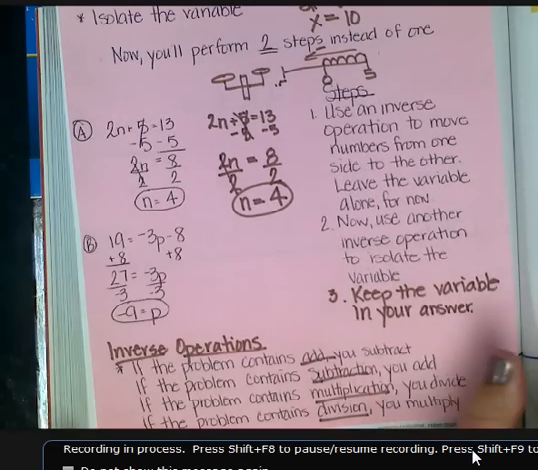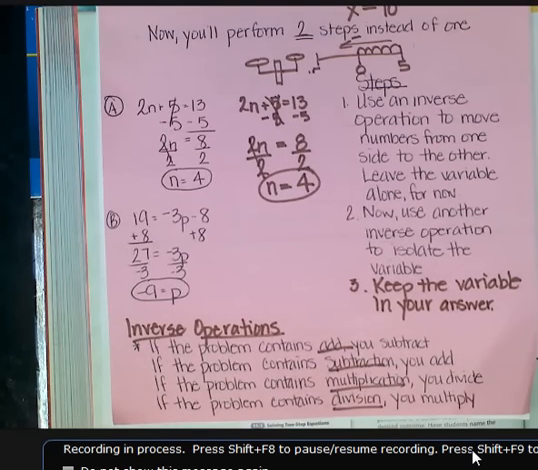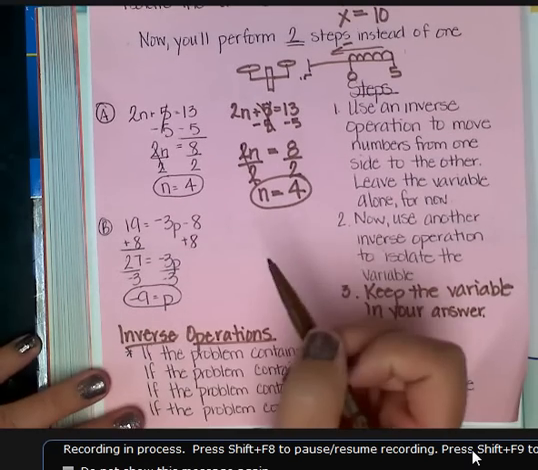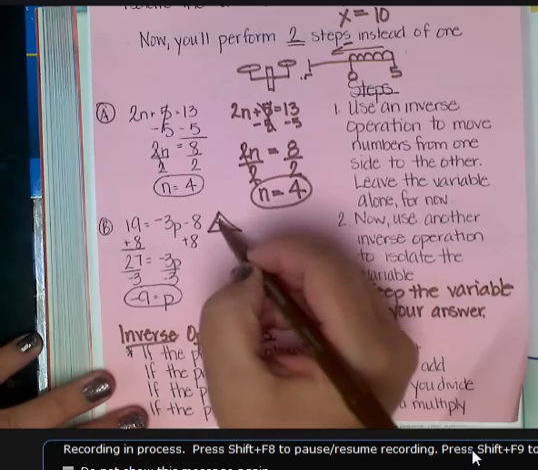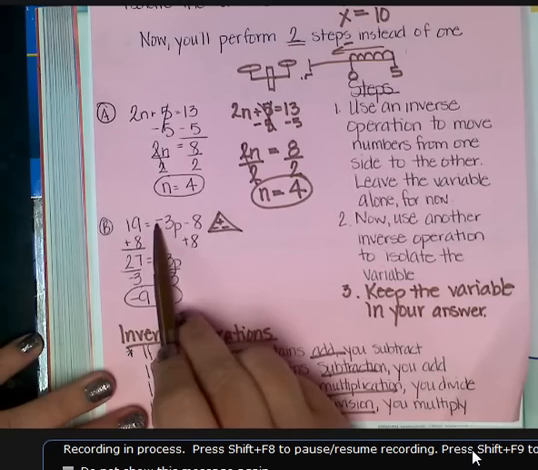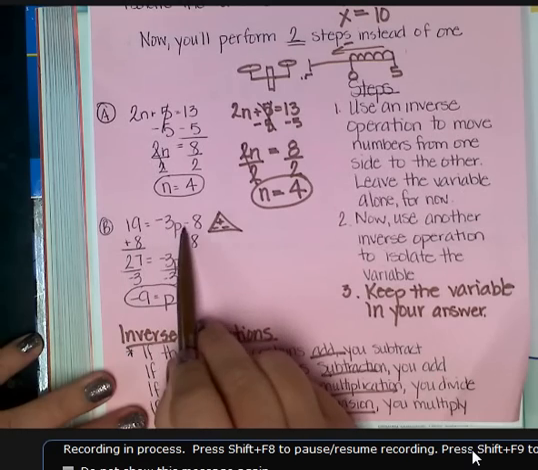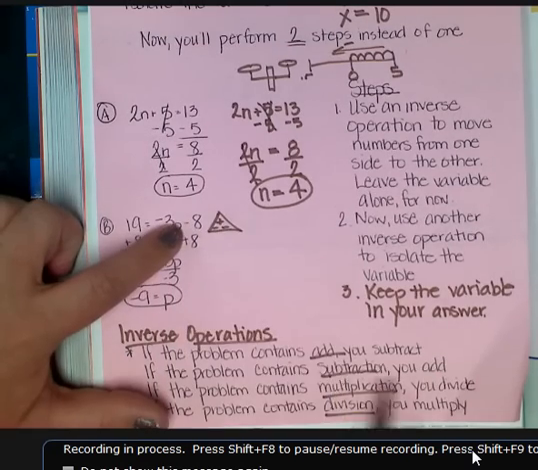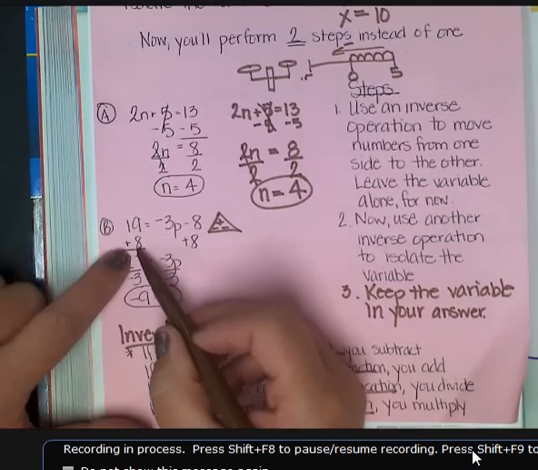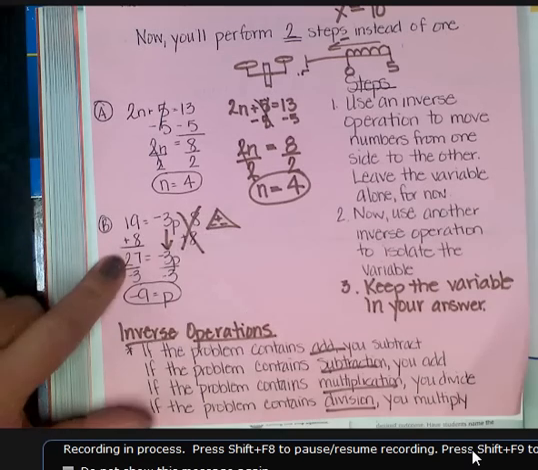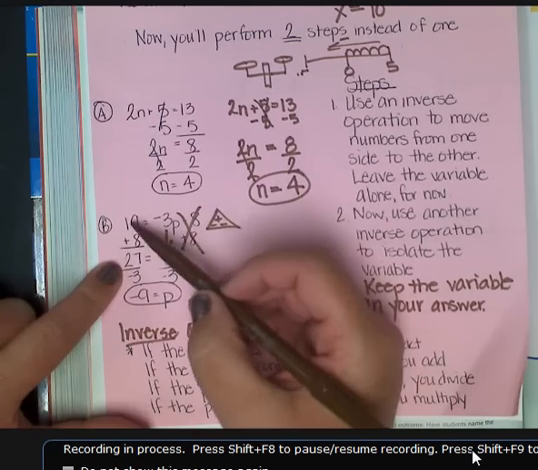All right, next one. Got a little bit more going on. You've got to remember your steps. You've got to remember your triangle, everything. So right here, it was 19 is equal to negative 3p, take away 8. Well, it gave us subtraction, so we're going to add. Add 8 on both sides, canceled over here, bring down the negative 3p. 19 plus 8 is 27.